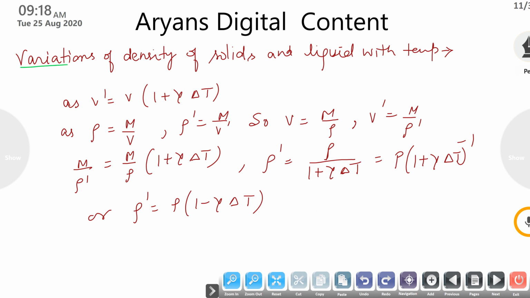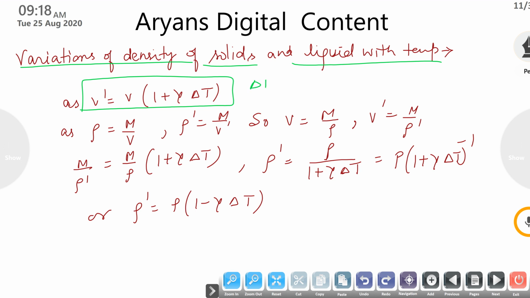Now, variation of density of solid and liquid with temperature means how the density of any object changes when its temperature rises. So, simply, we have studied that this is the increased volume of any object if its temperature is raised by an amount delta T. Here gamma is nothing but the coefficient of cubical expansion.